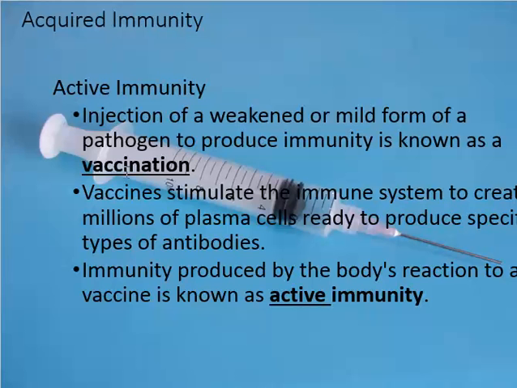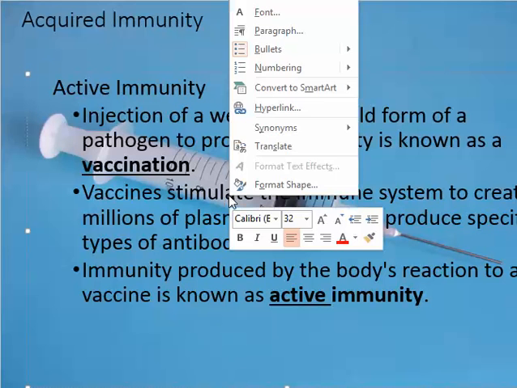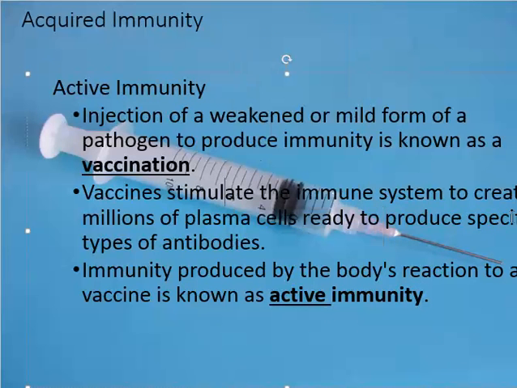Okay? Now, there are two types of acquired immunity: active immunity and passive immunity. And with active immunity, there are two ways you can get it. You can either be exposed to the pathogen, and then your body makes antibodies, so that if you're exposed to that pathogen again, you don't get sick.